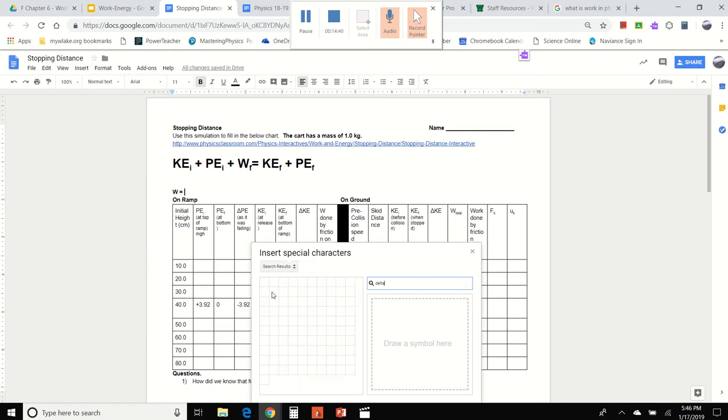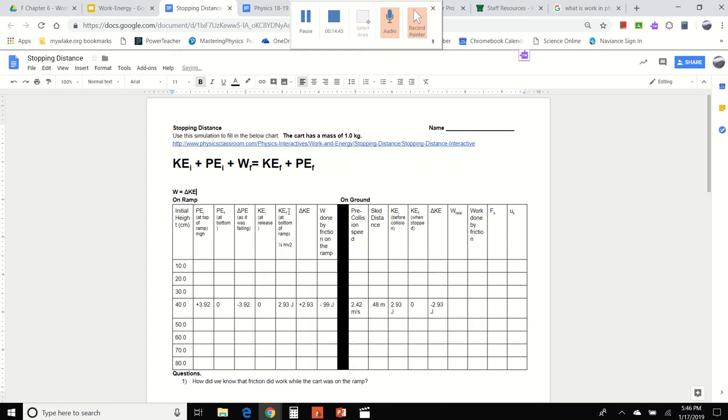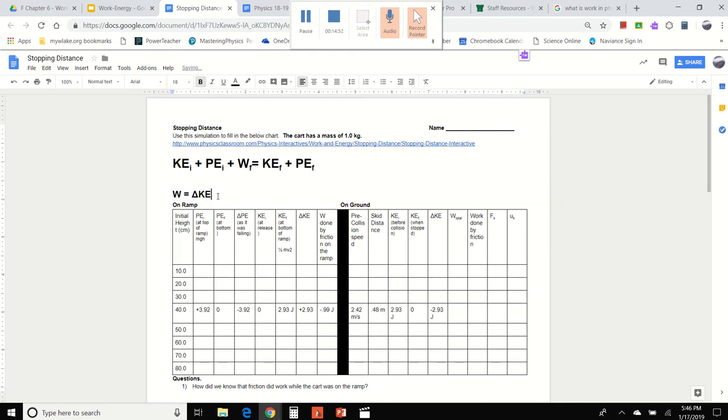Sorry, a second. That was awkward inserting special characters. But work is equal to change in kinetic energy. That's the work energy theorem. That's the whole idea right there. So you found the change in kinetic energy. The work total is the same value, 2.93 joules. And what did that work? Friction did. So again, it's the same answer, 2.93 joules. Friction did that work. Okay.